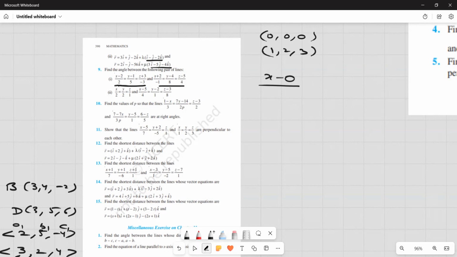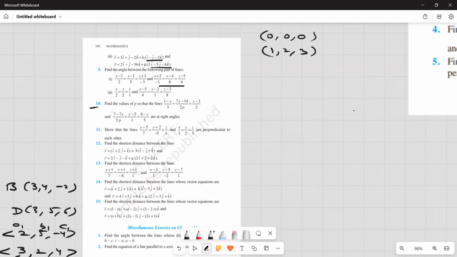So if the line is passing through the origin, take this x minus 0 upon 1 minus 0, y minus 0 upon 2 minus 0, z minus 0 upon 3 minus 0. Right. x2 minus x1, y2 minus y1, z2 minus z1. So if there is no point in the numerator with the x, then that means it passes through the origin. The same way you can do this question.